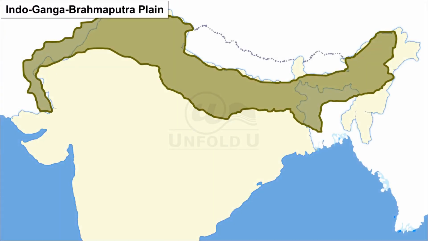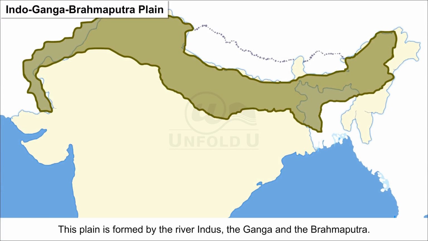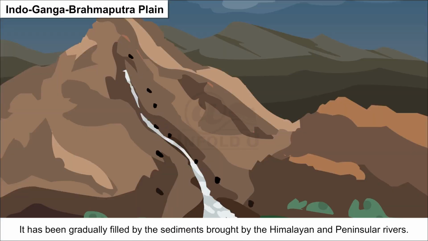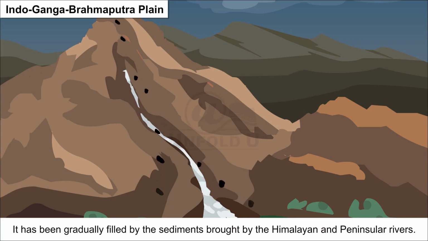Indo-Ganga-Brahmaputra Plain. This plain is formed by the river Indus, the Ganga and the Brahmaputra. It has been gradually filled by the sediments brought by the Himalayan and peninsular rivers.